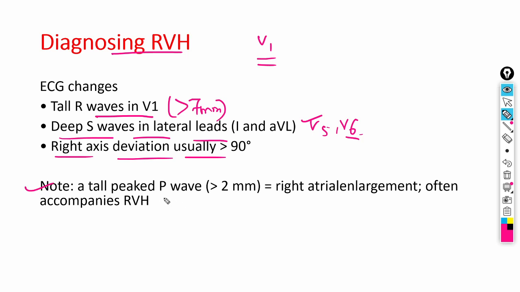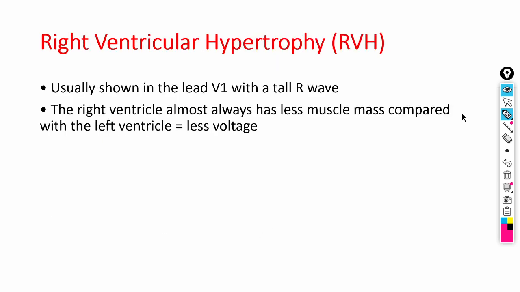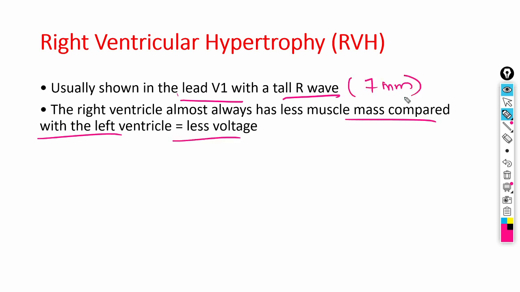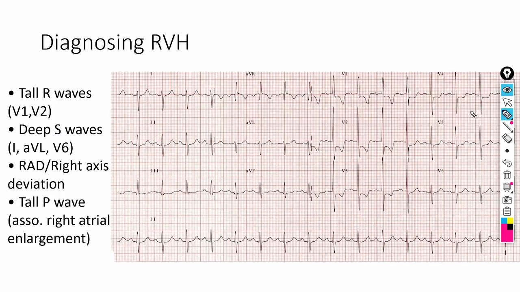A tall peaked P wave of more than 2 to 2.5 mm suggests associated right atrial enlargement. It often accompanies RVH because of back pressure changes. RVH is usually shown in lead V1 with a tall R wave, and the right ventricle almost always has less muscle mass compared with the left ventricle. Therefore the criterion is lower voltage, that is more than 7 mm. So let's see with the help of an ECG.